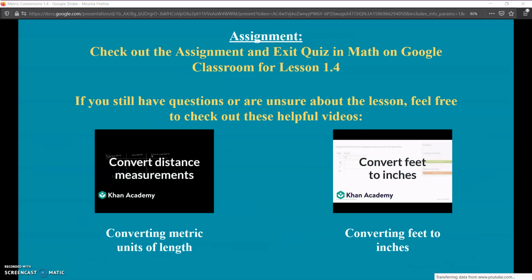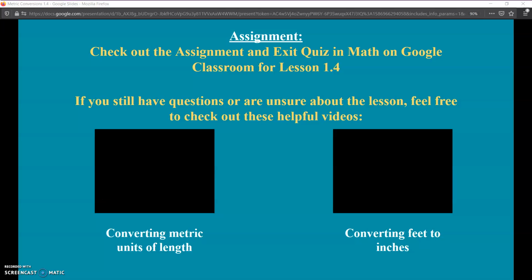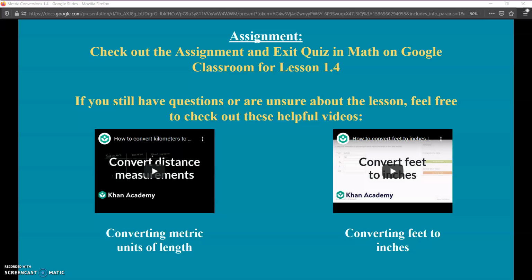I hope that made sense. If it did not, here are a couple of other places, as well as the videos from the last one, where you can watch somebody else explain how to convert metric units, although the one on the right there is standard, but it's the same process. You need to find your conversion factor, set up your proportion, and then simplify.